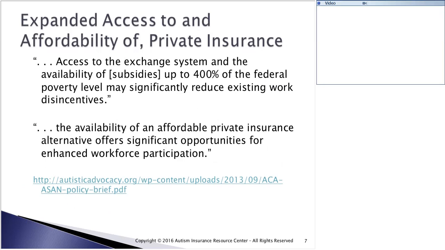And the way it has done that is it has expanded the access to and the affordability of private insurance for people. It's given many, many more people access to the exchange system, which in Massachusetts is the Health Connector, with subsidies for people who have incomes under 400% of the federal poverty level, and that may significantly reduce existing work disincentives.